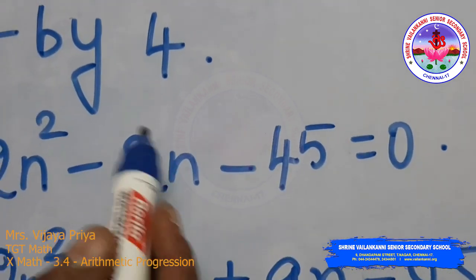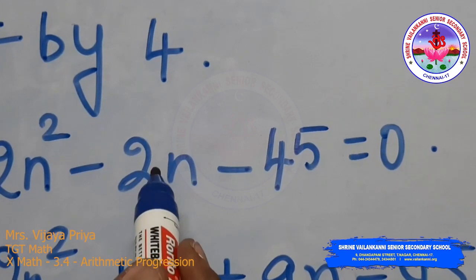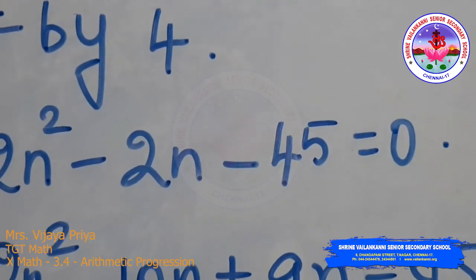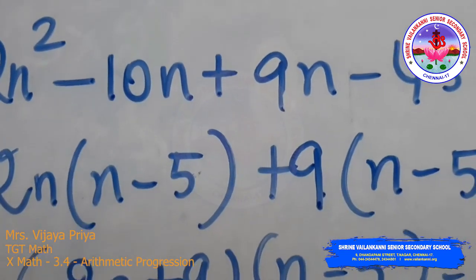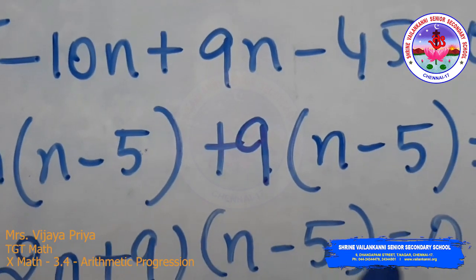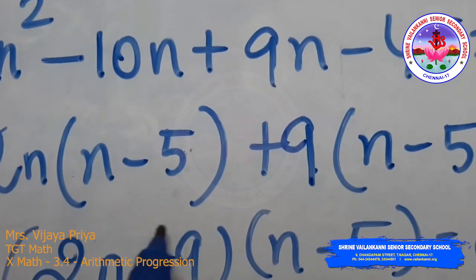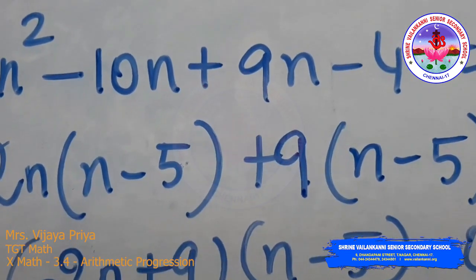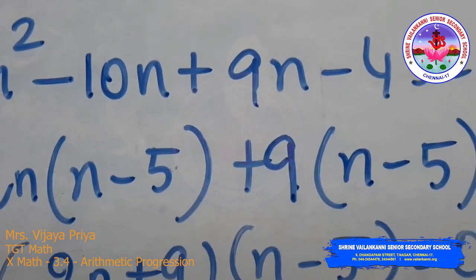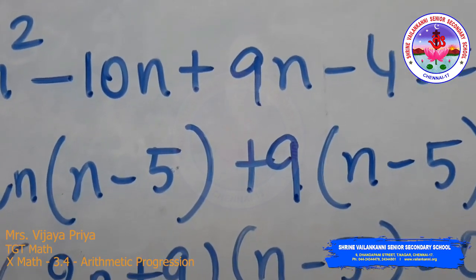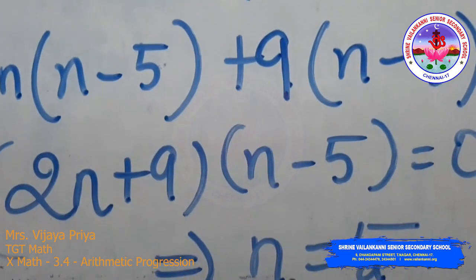So here I am splitting up the middle term to find the value of n. I will get (2n plus 9) into (n minus 5) is equal to 0, where my negative value I cannot take as a counting number. So my positive value n is equal to 5. So I got n is equal to 5.